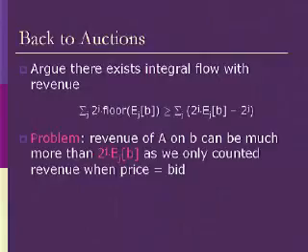Now I want to argue that there is an integral flow with high revenue. So what is the revenue of the integral flow? It's the capacity of the edges that are going into the sink times the price at which I charge those bids. So it's 2^j times this E_j^B, up to a floor. And that is at least 2^j times E_j^B minus 2^j. So I lose something because of the floor here.